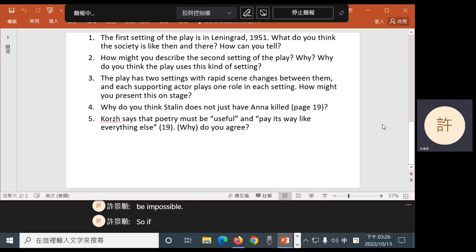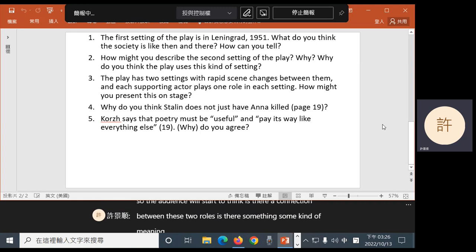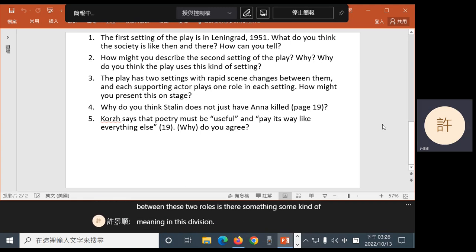So if you wanted to, with a little bit of hurry, you could make the original minimal actor distribution. That could work if you wanted to. And also, if you use one actor for two roles, you get an interesting effect. The audience knows it's the same actor, and so the audience will start to think, is there a connection between these two roles? Is there some kind of meaning in this division? The author says no, but maybe there is some kind of connection anyway. Could be quite interesting. And next, group two talks about the design of the stage.